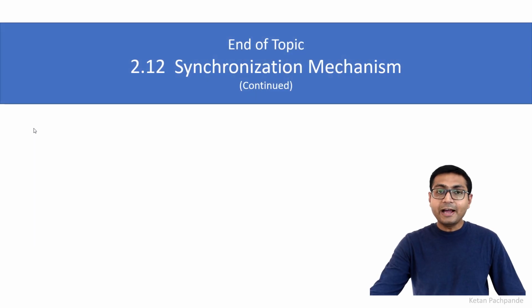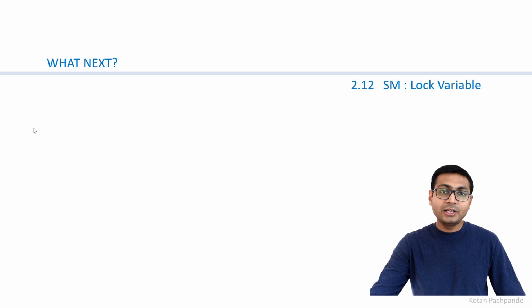With this discussion, I conclude this session here. We discussed the designing and requirements for the synchronization mechanism. In the next session, I'll be starting with the design of the first synchronization mechanism, which is the simplest among all the mechanisms, which is lock variable.